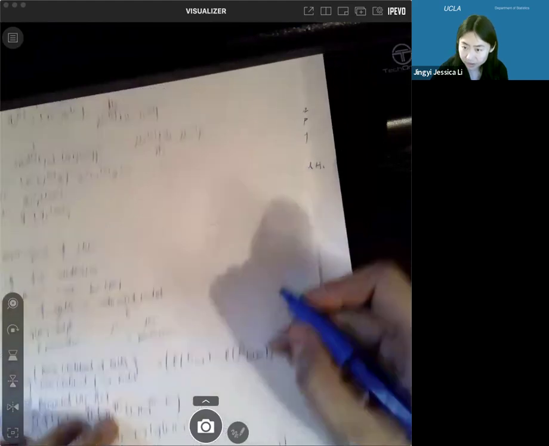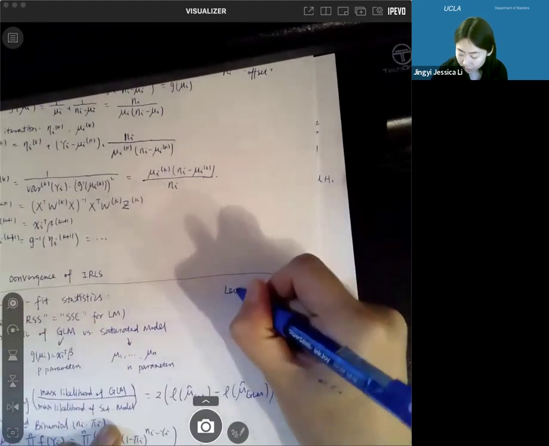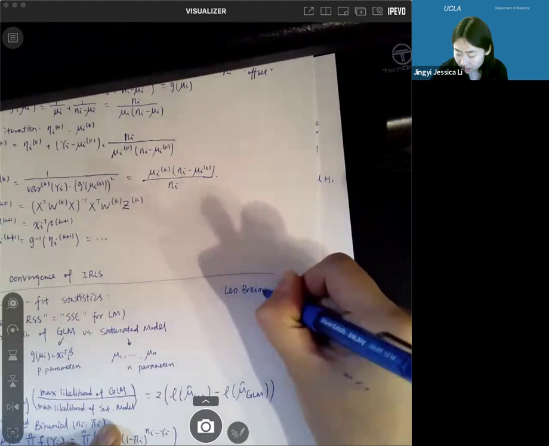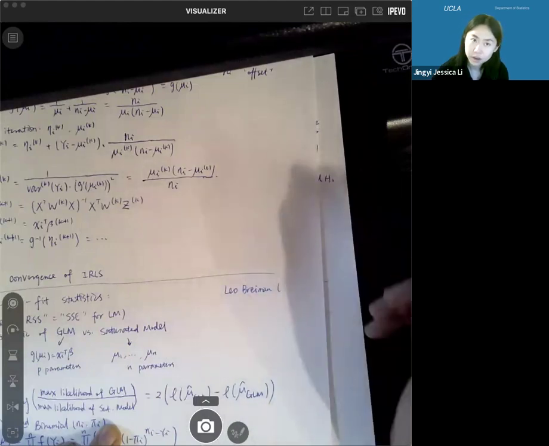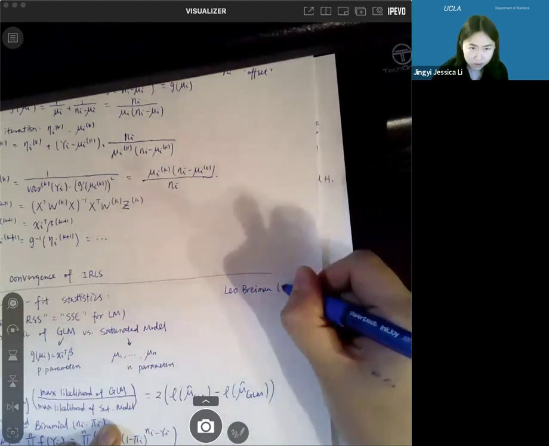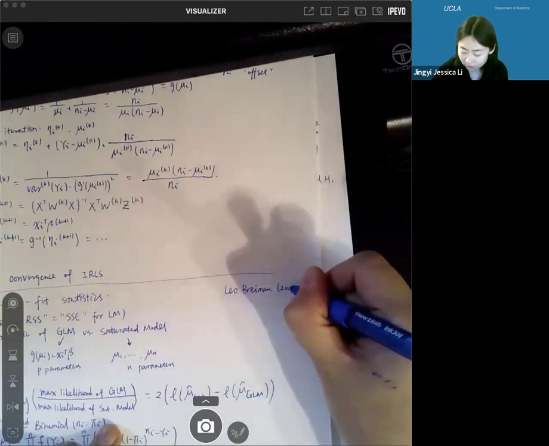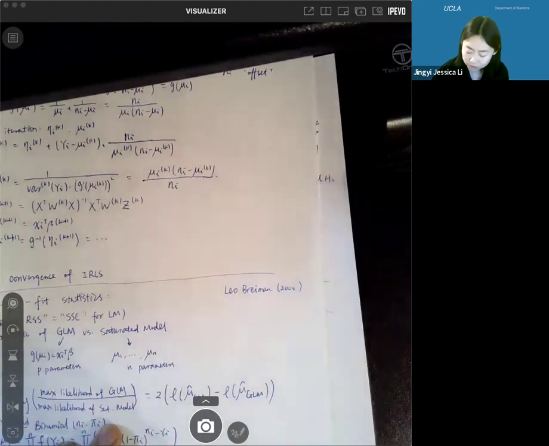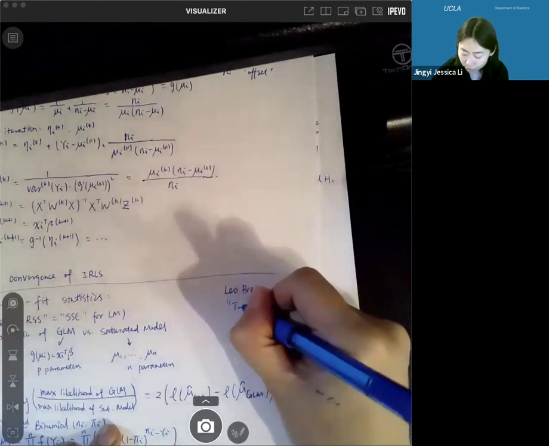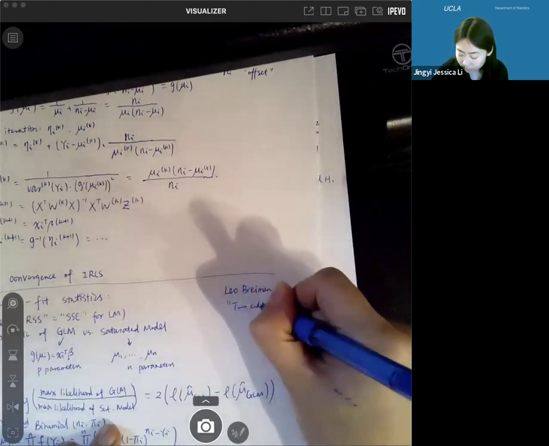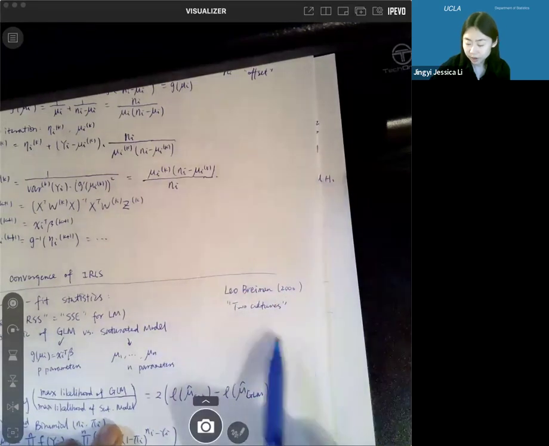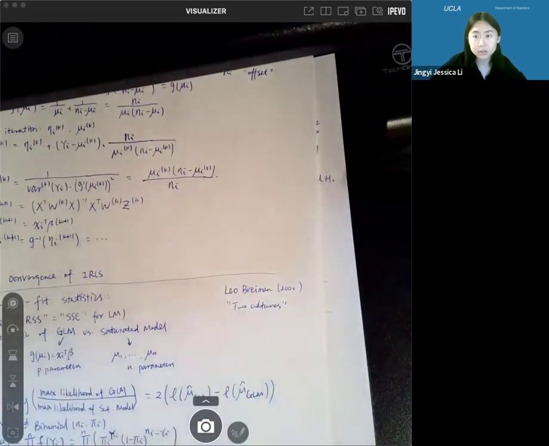It is a paper by Leo Breiman, which is a very classical paper. I think it was from maybe 2004, if I'm right, or 2000 something. Yeah, early 2000. This paper is called The Two Cultures. When it was written, it stimulated a lot of discussion in the statistics community, because Leo Breiman, he passed away, I think more than 10 years ago.